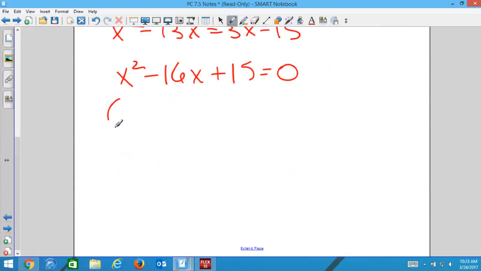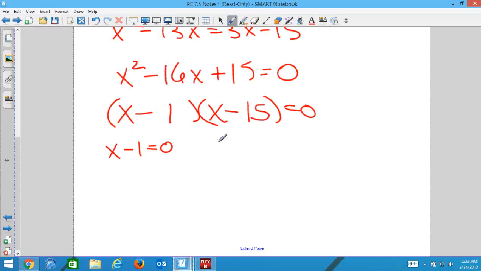this one. So x and x. It says plus 15 over here, so I know they're both the same sign. It says minus 16, so I know they're both minus. 1 and 15 is going to equal negative 16. Then we set each factor equal to 0. And we solve each factor.